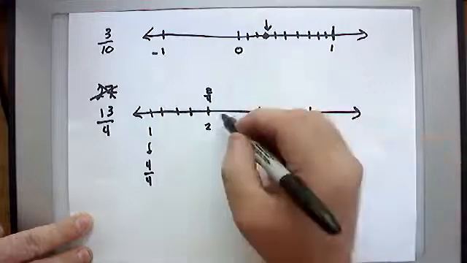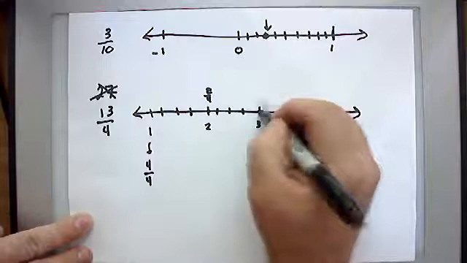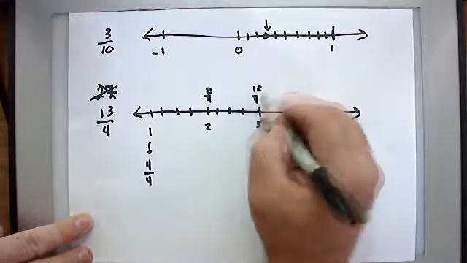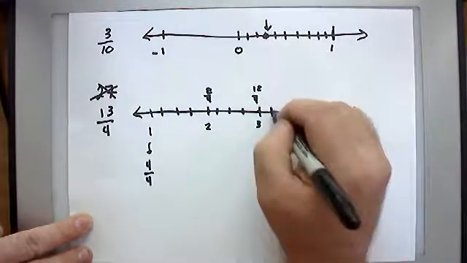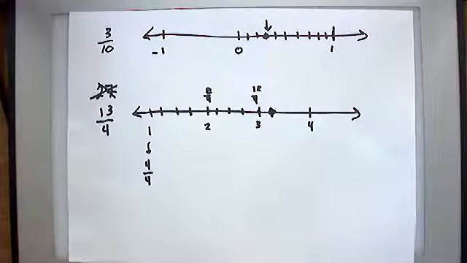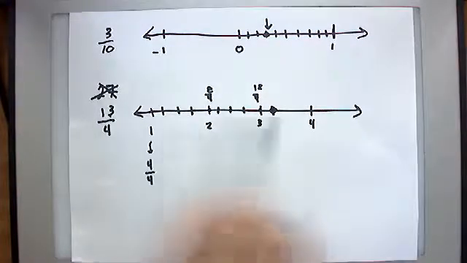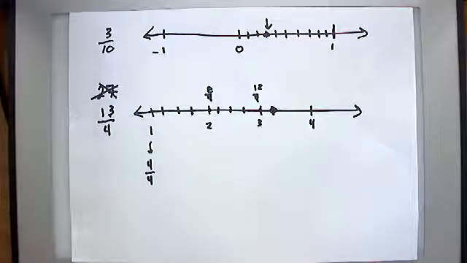This is sort of the way you want to think about it. 9/4, 10/4, 11/4, 12/4, because 12 over 4 is 3, and 13/4. So it'd be right there, just past 3. Does that make some sense? Okay. So that's how you show where a fraction is on a number line. You simply count out how many of these you have. And in the homework, the number line will be divided up for you into fourths or tenths or whatever it is you need.